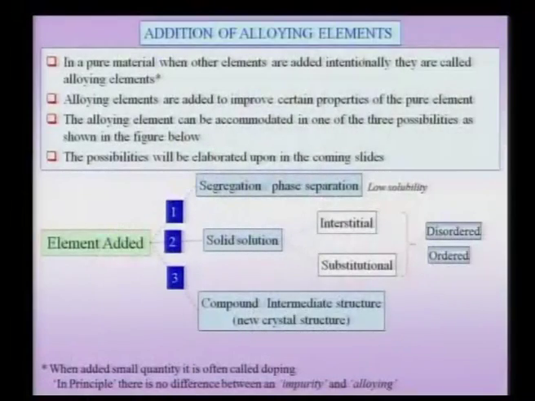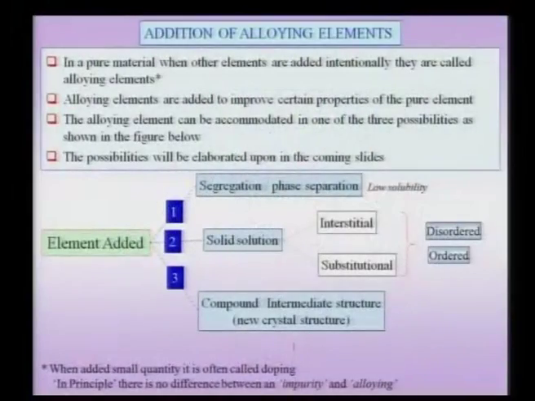When the alloying element is small in quantity, often it is called doping. So doping is the term used when you add a very small amount of an alloying element, and this is typically done in semiconductors, wherein you want to produce an N type or a P type semiconductor, say for instance in silicon.